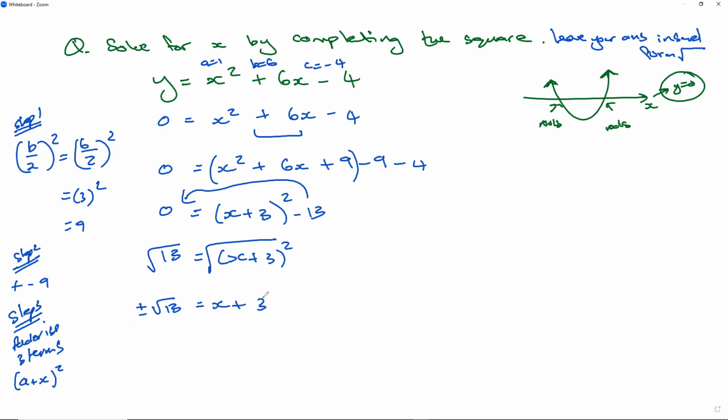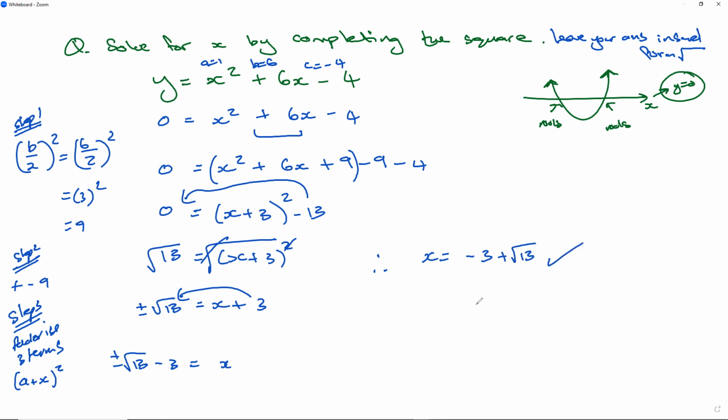x plus 3, the square cancels with the root. Now moving the plus 3 over to the left hand side becomes minus 3. So plus minus the square root of 13 minus 3 equals to x. And I have 2 solutions for x, so I can see x is going to be equal to, I'm just going to move the minus 3 in front. So it's just like this, minus 3 plus root 13 in surd form.